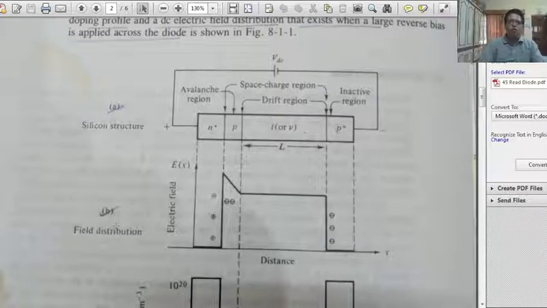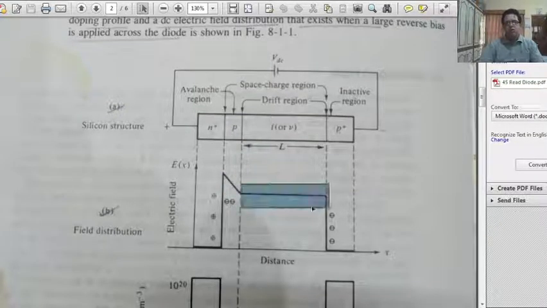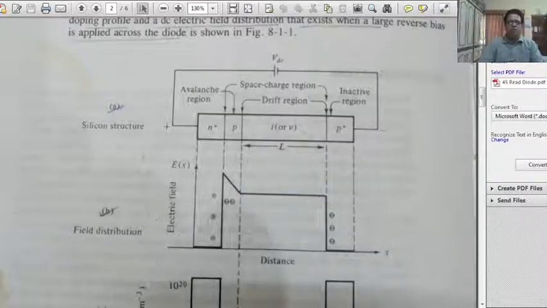So the field distribution, electric field versus distance, is according to the diode structure. If heavily doped, the field is minimum, and if small doping, that is P, there is a small change in electric field, and in the drift region there is no change in the field.